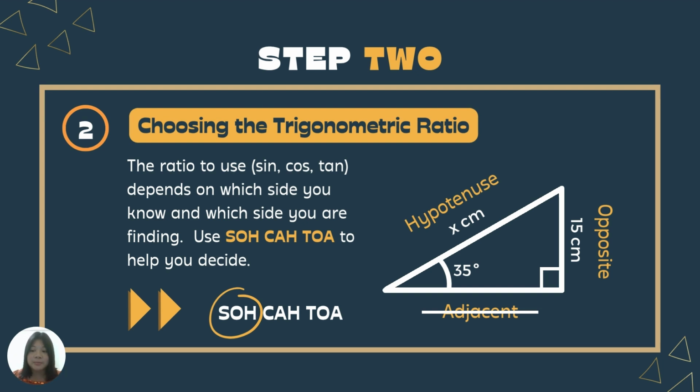A common mnemonic for remembering this relationship is SOHCAHTOA, formed from the first letters of: sine is opposite over hypotenuse, SOH. Cosine is adjacent over hypotenuse, CAH. Tangent is opposite over adjacent, TOA. Let's hear the song.